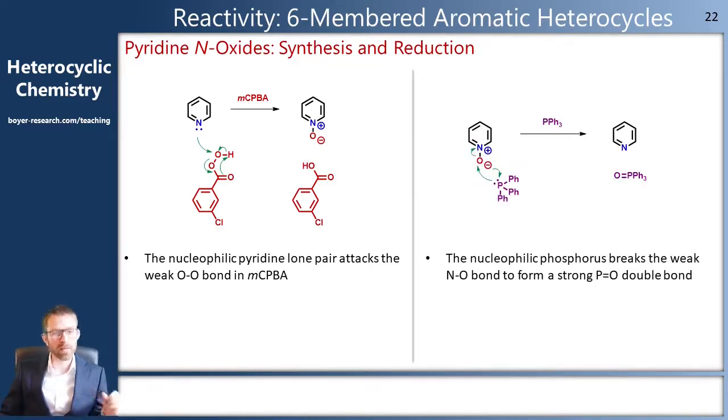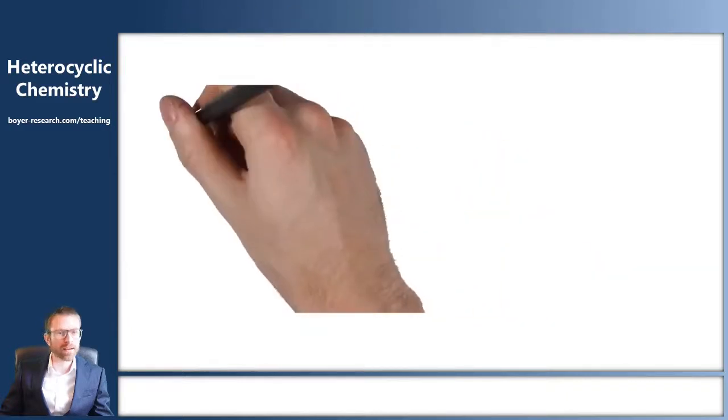We can also break that bond, so heteroatom bonds are quite weak, and so if we heat our molecule with triphenylphosphine, then we will get the phosphorus breaking the weak bond, driven again by that strong phosphorus-oxygen double bond. We can look at the mechanism in more detail.